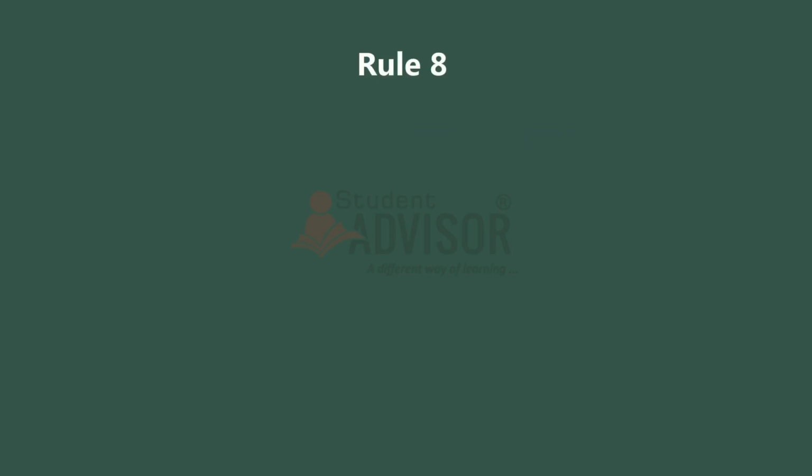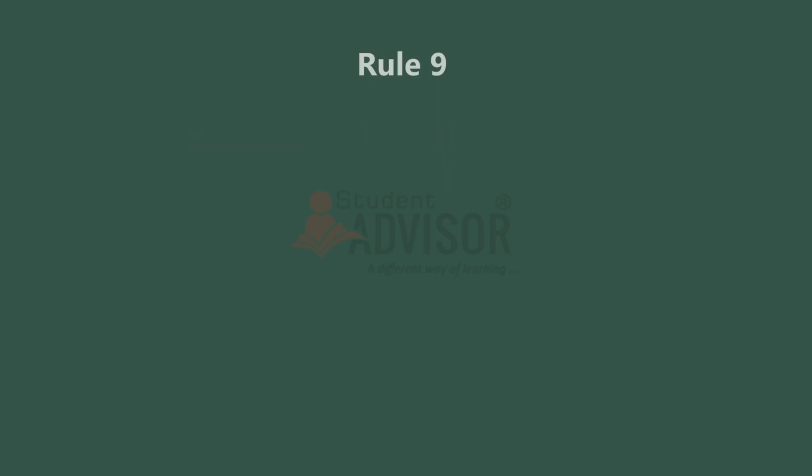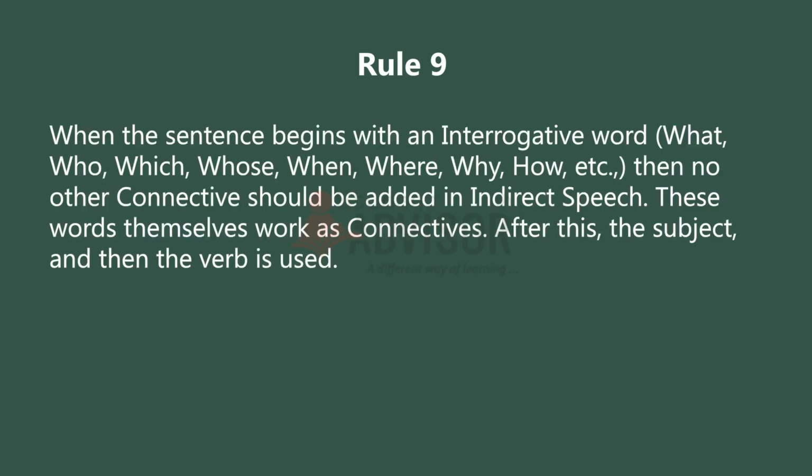Rule 8. When did is present as helping verb, then it is removed and changed into had plus third form of verb. Rule 9. When the sentence begins with an interrogative word, what, who, which, whose, when, where, why, how, etc., then no other connective should be added in indirect speech. These words themselves work as connectives. After this, the subject and then the verb is used.